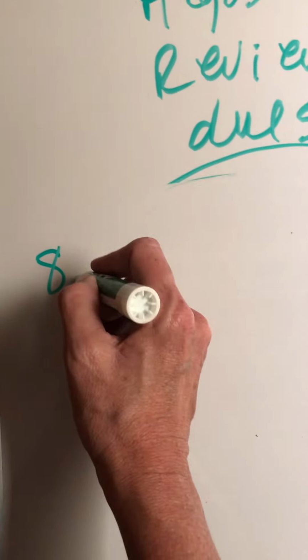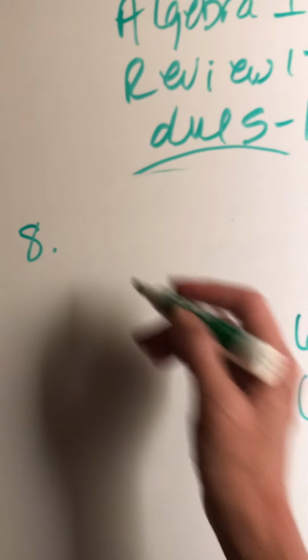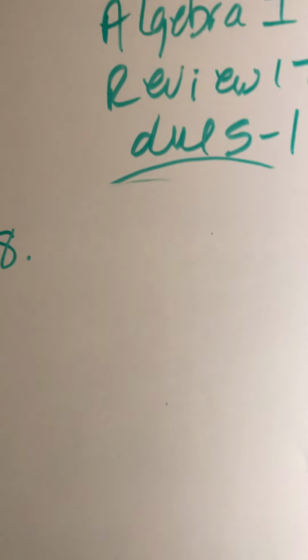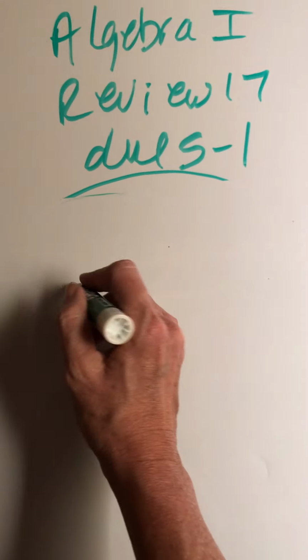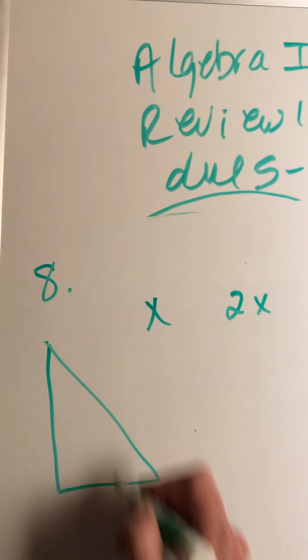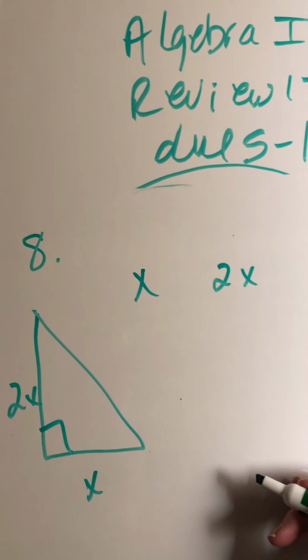Then on number 8, you had one of these on your homework for lesson 83, where one leg of a right triangle is twice the length of the other. So one leg of a triangle is twice the length of the other. So we're going to call one leg x and the other leg 2x. So we're going to draw a right triangle. I've got one leg that's x and one leg that's 2x. And this is a right triangle, okay?